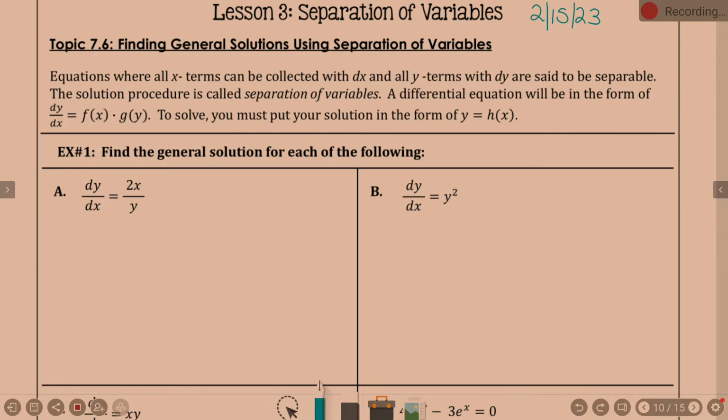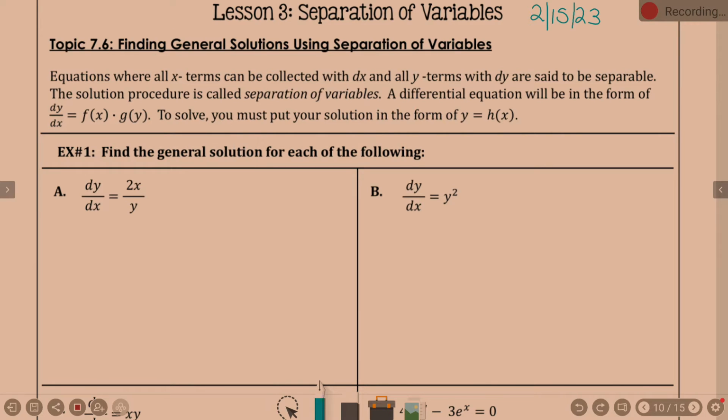separation, right? We're going to want to separate. If we have an equation where all terms can be collected with dx on one side and all y terms with dy on the other side, then it's said to be a separable equation. The solution procedure is called separation of variables. I also hear integration by separation. It's that same idea. Essentially, what it comes down to is in the end, we're going to solve and make it y equals.